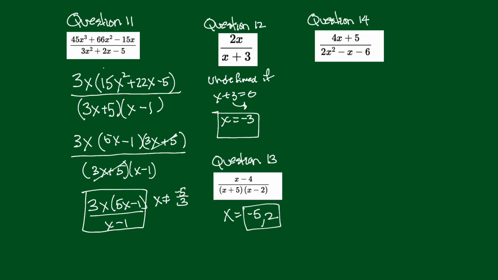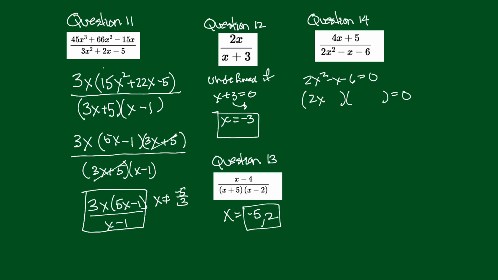Question 14 asks us for the values of x that are going to make this expression undefined. Now, I don't have to worry about the numerator. Numerators can be 0 and still be defined. But denominators cannot be 0. So what's going to make this 0? So I'm just solving a quadratic equation here. So look at 2x squared minus x minus 6. Set that equal to 0. Let's factor. Don't forget to equal 0.